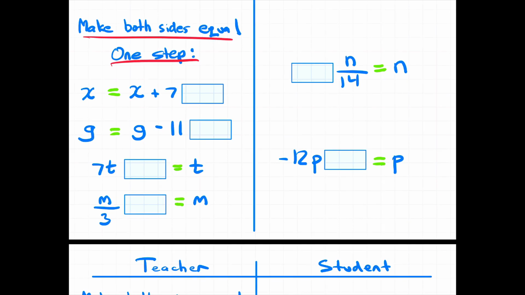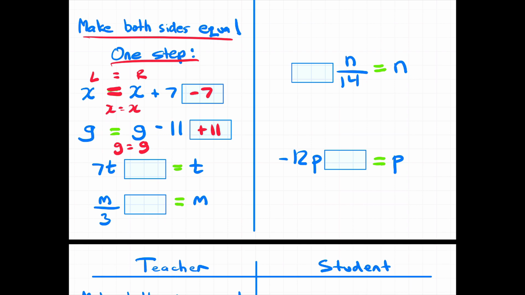So we want to make both sides equal. That equal sign is going to be very important. It means that whatever's on the left has to be the same as whatever's on the right. And right now they are not the same. On the left we have an x, and on the right we have an x plus 7. But as we just learned, if I have a plus 7, I can minus 7, which is going to cancel those out, leaving us with just an x equals x. For the second one, I've got a g equals g minus 11. They're not the same, so I'm going to add 11 to this side, canceling out those 11s and leaving us again with a g equals g, the left equals the right.